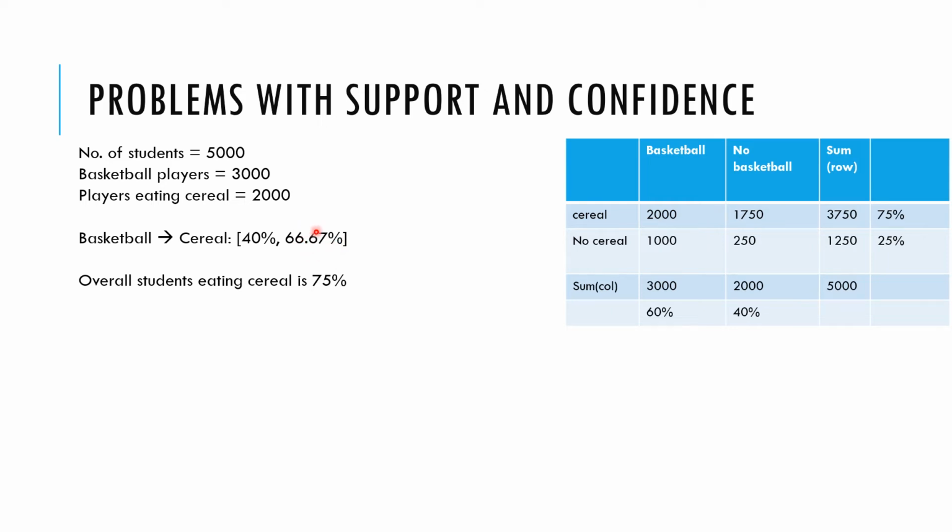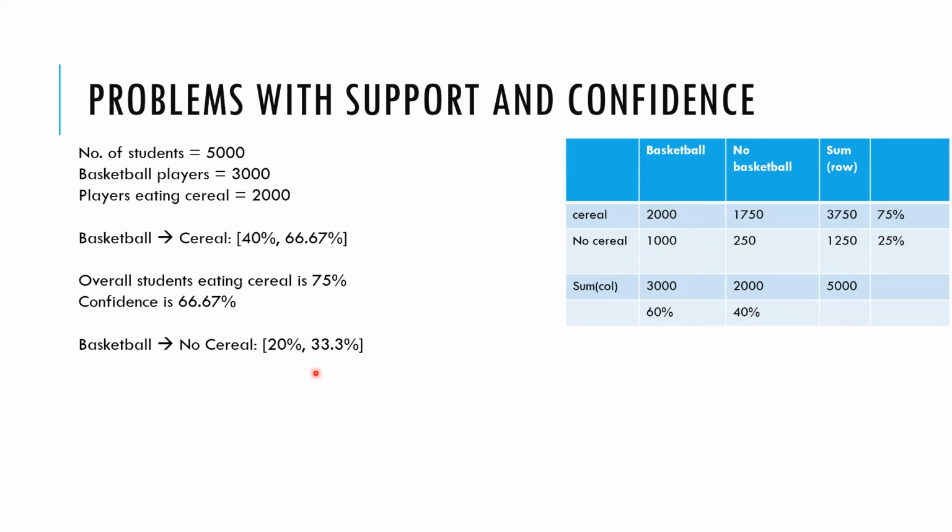Had it been 90% here, then we could have said, see, 90% of the basketball players are eating cereal, so cereal is sold more among basketball players. There would be a relation between basketball and cereal. But it doesn't make sense because this is less than this. So this rule may not even be correct. Here confidence is 66.67%, right?